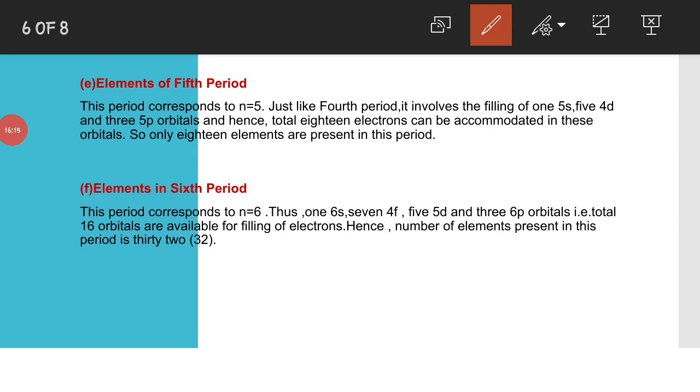Elements of fifth period. This period corresponds to n equal to 5. Just like fourth period, it involves the filling of 1 5s orbital, 5 4d orbitals, and 3 5p orbitals, and hence a total of 18 electrons can be accommodated in these orbitals. So only 18 elements are present in this period.